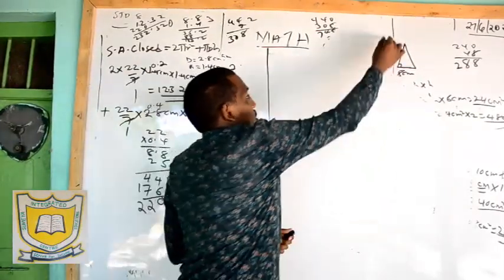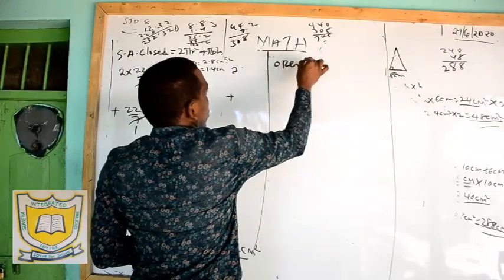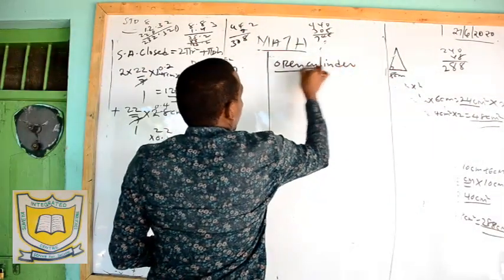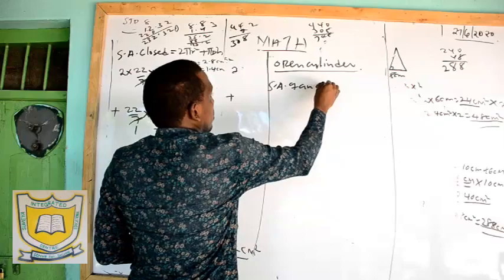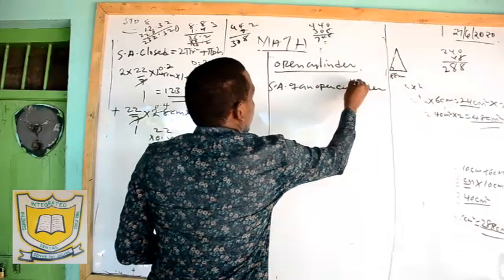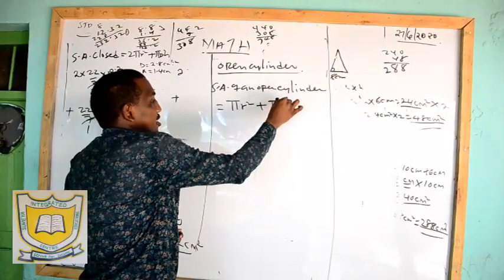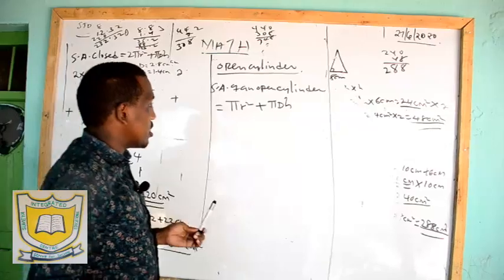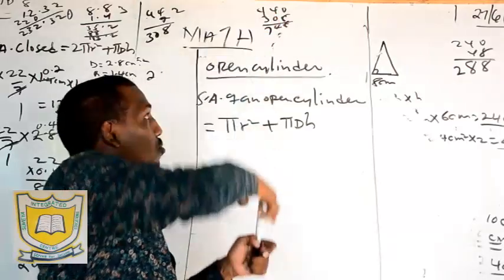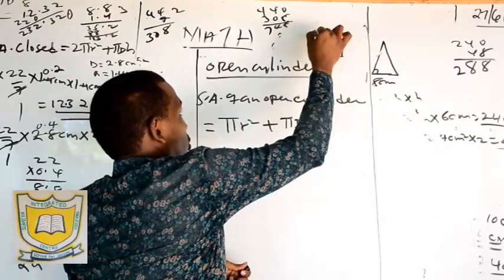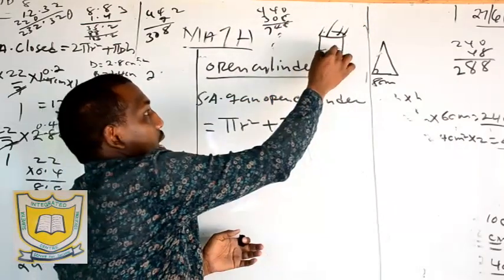Now let us go to when it is open. Open cylinder. So let us get the surface area of an open cylinder, which is equal to πr² + πdh. Remember the top part is open. So when the top part is open, for example, it's like this. The top part now is open. So when this top part is open, we only get one, the bottom side.